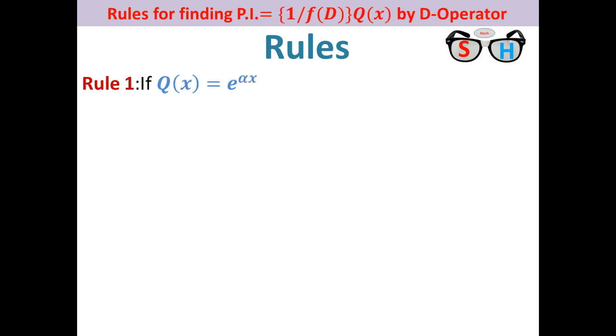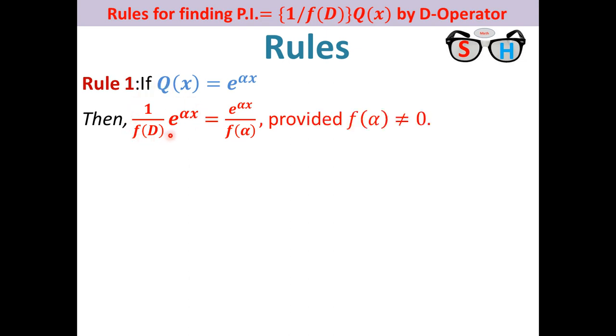Rule 1 was, if Q(x) is an exponential function, then the particular integral will be 1 by f(D) of e to the alpha x. This is the main formula. Here I just replace D by alpha. You see that it is e to the alpha x by f(alpha), provided f(alpha) is not equal to 0. This is obvious because if the denominator contains 0, then this may not exist. Now 1 by f(D) of e to the power alpha x means e to the power alpha x by f(alpha). Here 1 by f(D) was the differential operator, but here this is a constant. Okay, this is the first rule.